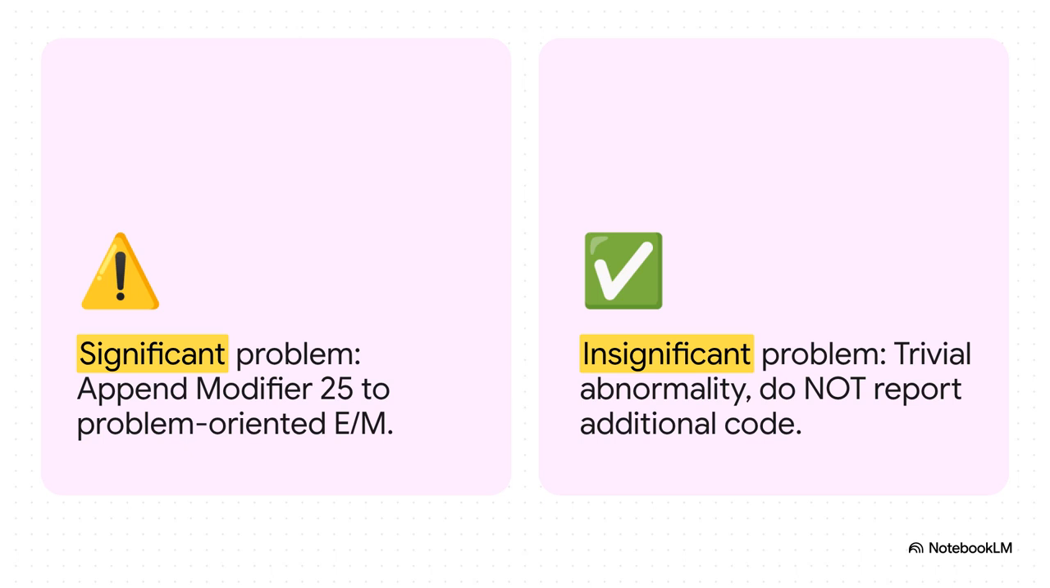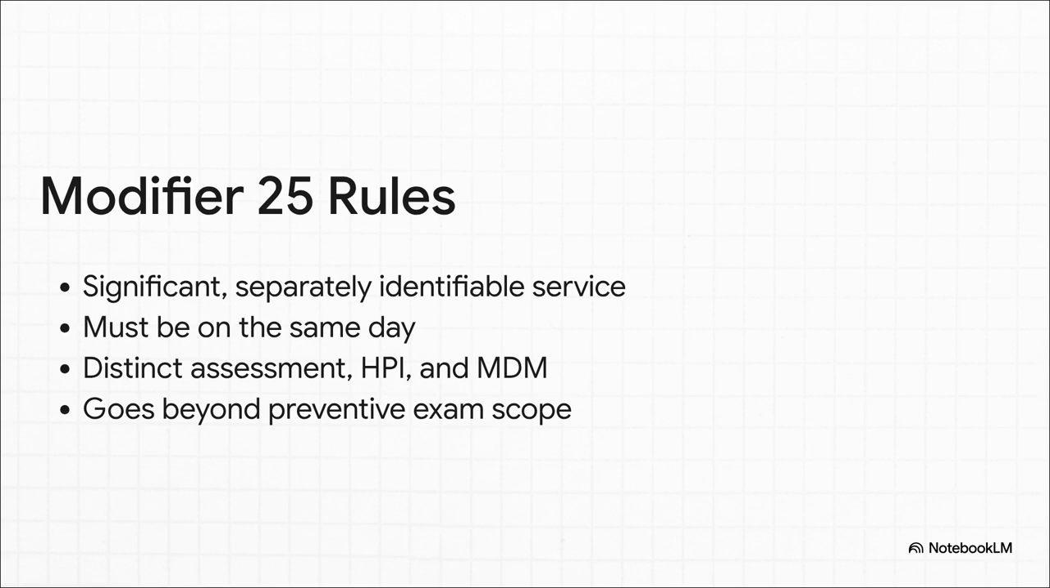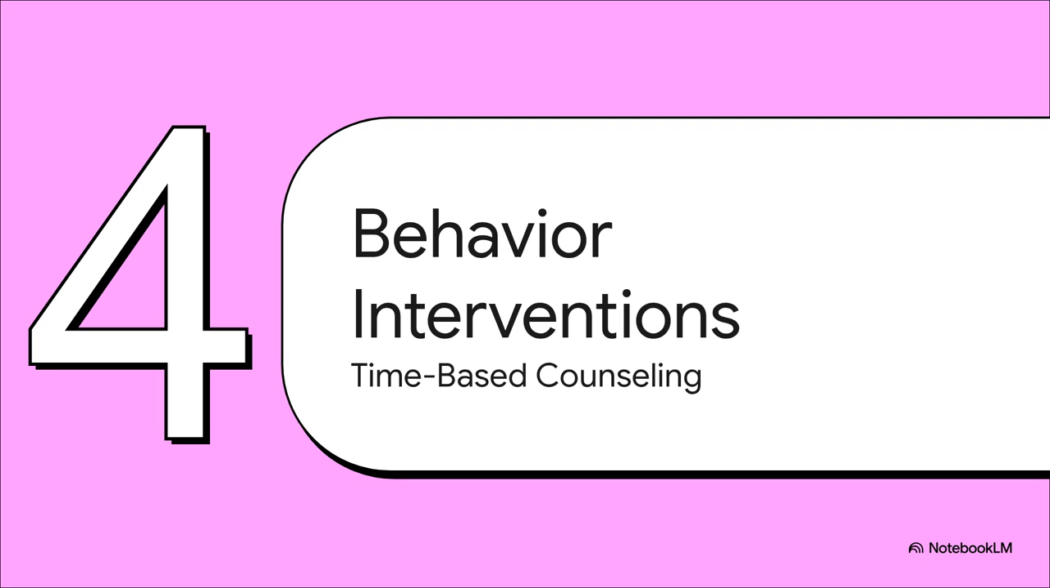No extra code allowed. If you are going to use modifier 25, your documentation has to be bulletproof. It literally must prove the service was significant and separately identifiable on that exact same day. The provider's note needs a distinctly separate assessment, a separate history of present illness, or HPI, and separate medical decision-making, or MDM, for the sick visit. If the notes for the sick visit just kind of blend into the routine wellness notes, yeah, you're risking a very swift denial.